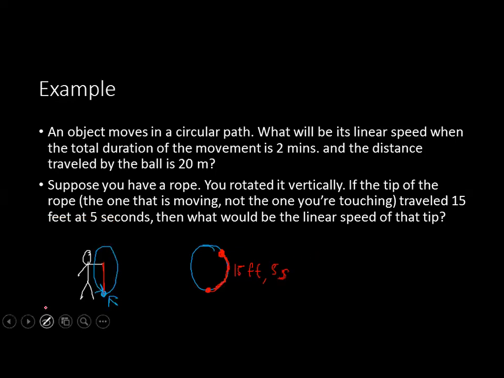All right, so now let's substitute. V is equal to, oh, not D, it's S because we're talking about arc length. So S all over T. So we have 15 feet all over 5 seconds. So the answer is 3 feet per second. That's how fast the tip of that rope is. That means in 1 second, the tip of that rope will reach 3 feet. So that's the answer, 3 feet per second. Let me box that answer.